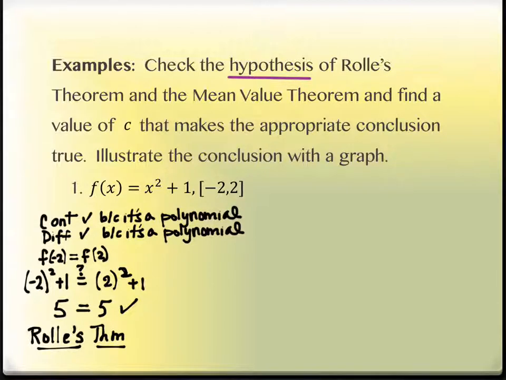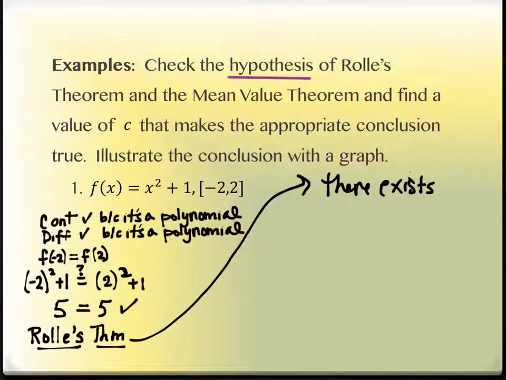And so Rolle's theorem says there exists a value c between, actually let me write it this way, -2 is less than or equal to c is less than 2. It's between these, right? There's a c value between -2 and 2.